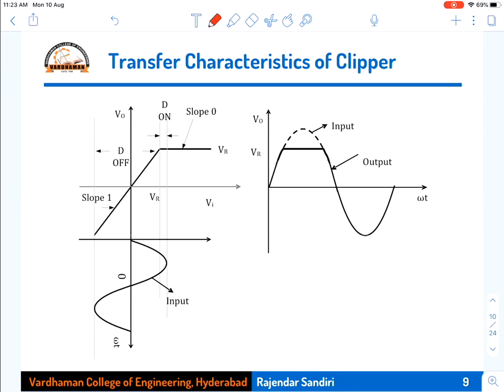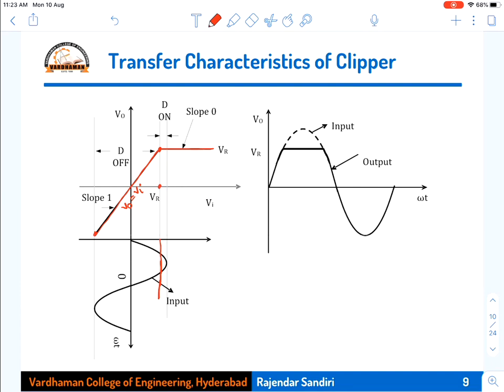This is V reference level. Okay, this is V reference level. And up to V reference level, this input and output follows. Therefore, this portion of the waveform is V naught is equal to Vi. And after that, you will be getting a straight line. This portion of the waveform is V naught is equal to Vi. Up to Vr, this value is Vr.